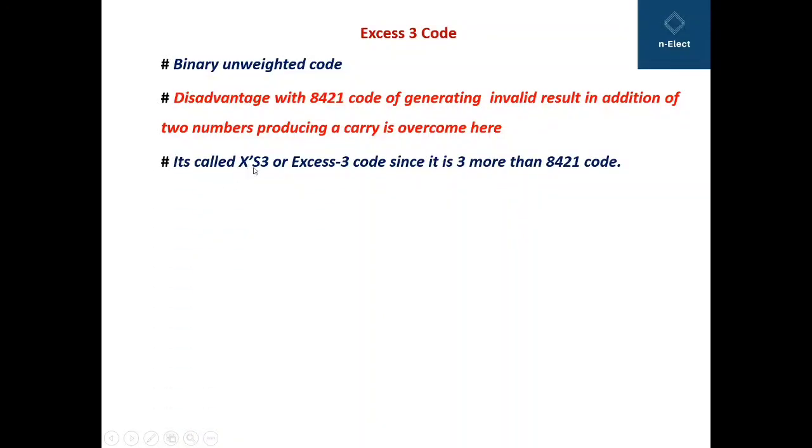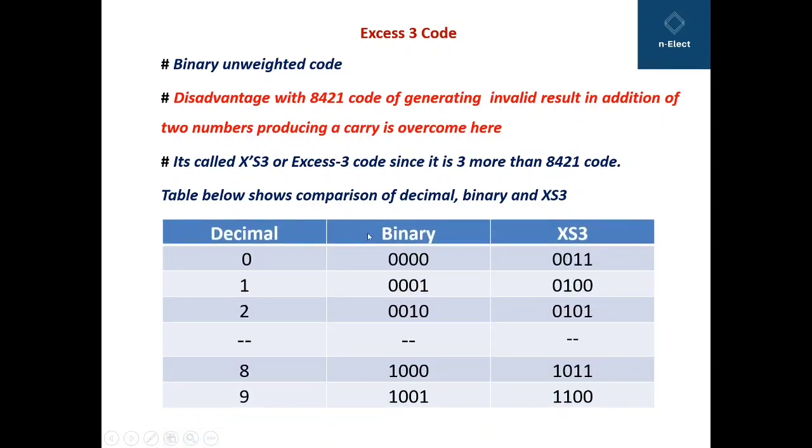It's called XS3 code since it is 3 more than 8421 code. We will see it through the table. The table below shows the comparison of decimal, binary and XS3. Here binary means we have written it in 4-bit binary, so it will be treated as 8421 code. Now the decimal numbers 0 through 9 we have written.